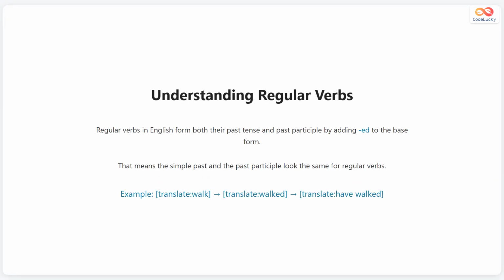Regular verbs form both their past tense and past participle by adding the letters E and D to the base verb. That means, for most verbs, the simple past and the past participle look exactly the same. For example, walk becomes walked, so we say have walked when using it with have or has. This rule applies to hundreds of regular English verbs.